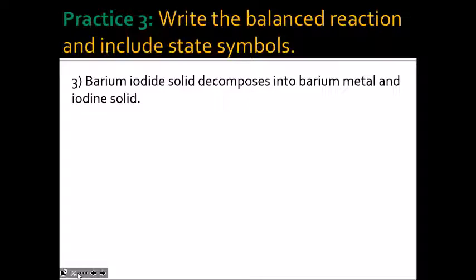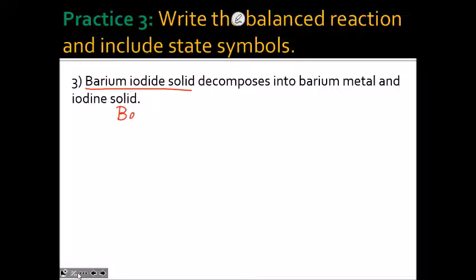All right, let's look at this one. I think we can tell the type of reaction this one is because it says barium iodide solid decomposes into barium metal and iodine solid. So this one's obviously decomposition. So that means we only have the one reactant. We have to figure out how to write it though.